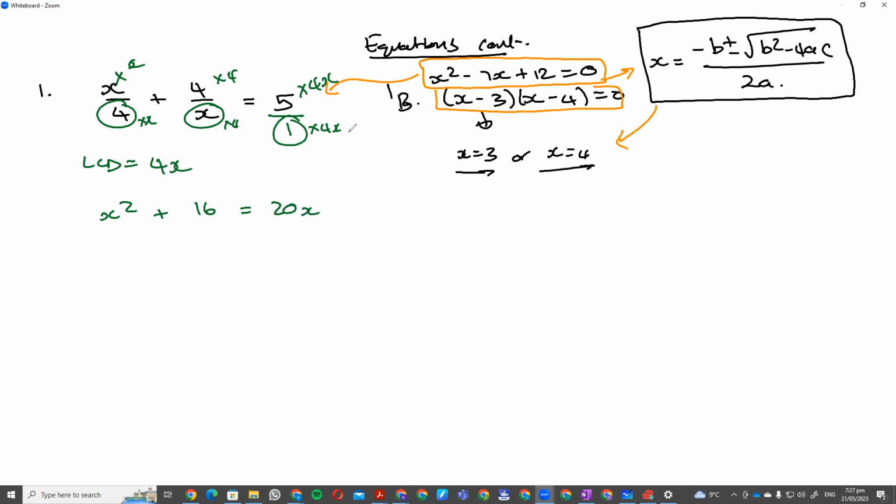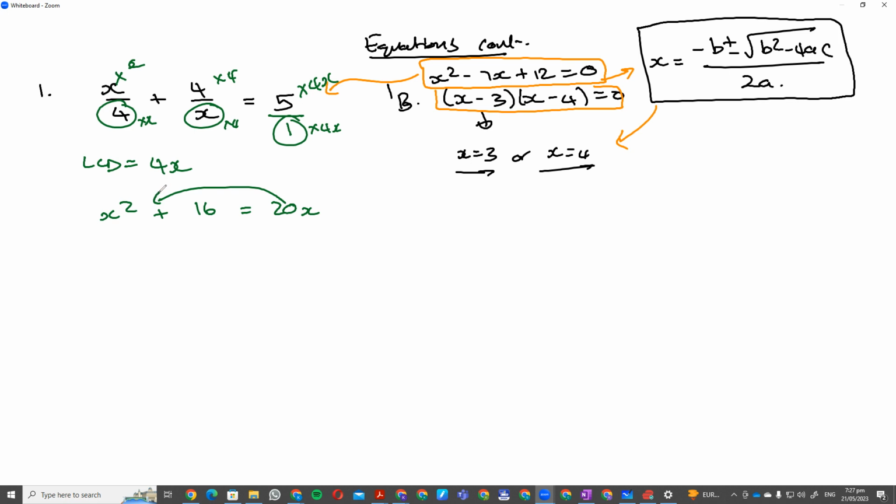Now, I've removed the denominator completely because of this. If I had 4x on both sides, I could simply multiply by 4x and remove it anyway. So whenever you have the same denominator on both sides of an equation, you don't really need it. So you can take it out.